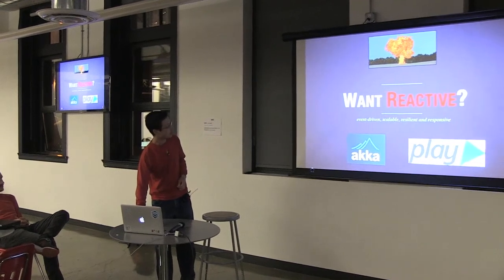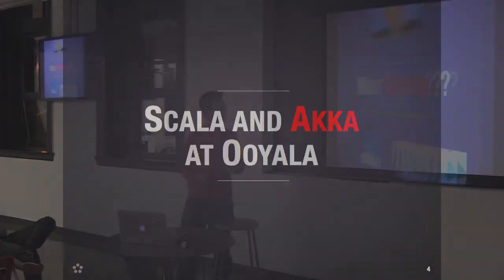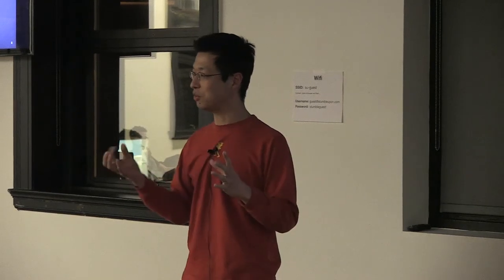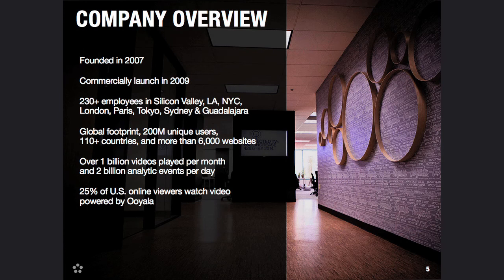underneath. So we're going to talk about reactive programming with Akka, and specifically about how we use Akka and Scala at Ooyala, and some of our stories with productionizing such systems, and how we can productionize them effectively. And I'll talk about a technique called Stackable Traits that we use with our Akka actors to instrument them. Just a brief overview of Ooyala.